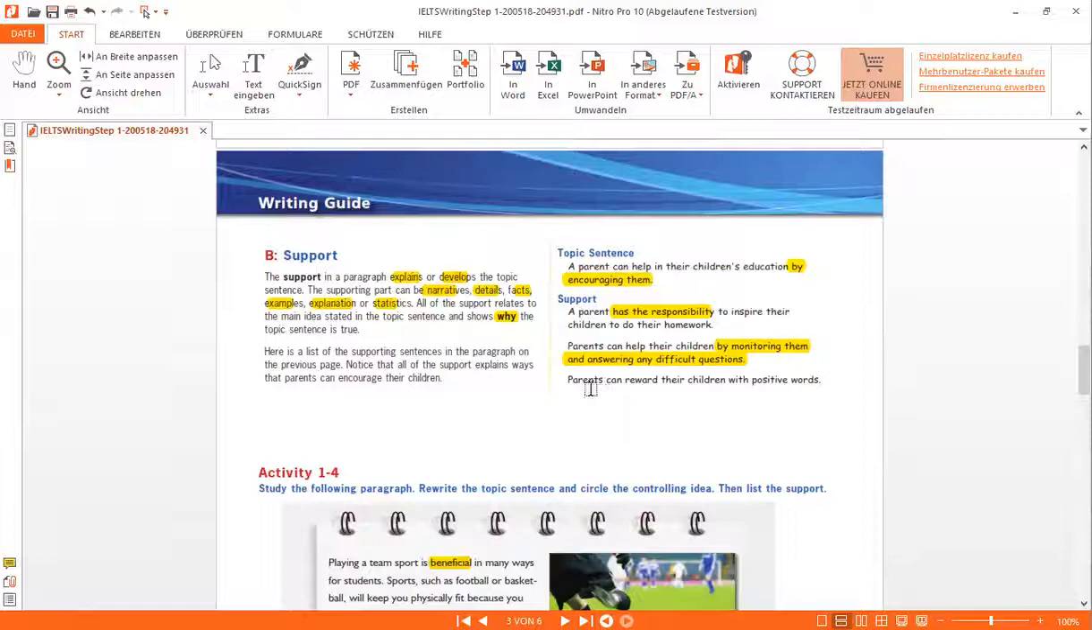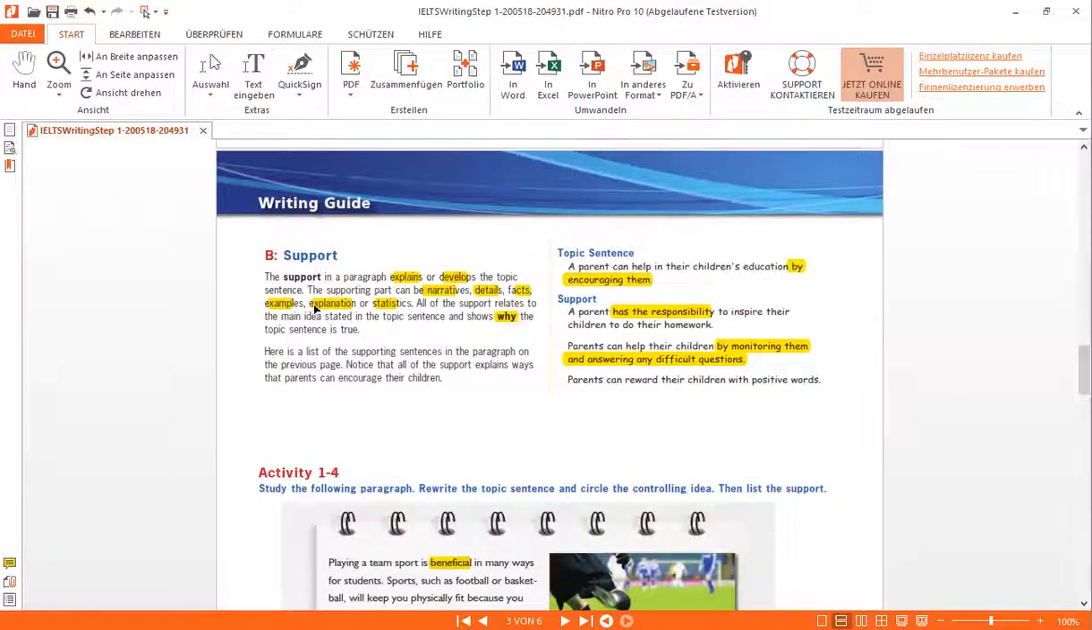The third sentence, parents can reward their children with positive words. This is also an example, it's an explanation, it's a detail, it's not a statistic, it's not a fact. It's an example that you're giving. Do you see that? So try to use as many different tools as possible. And as I've said, go for narratives, go for examples, and go for explanation. So don't just use "for example."